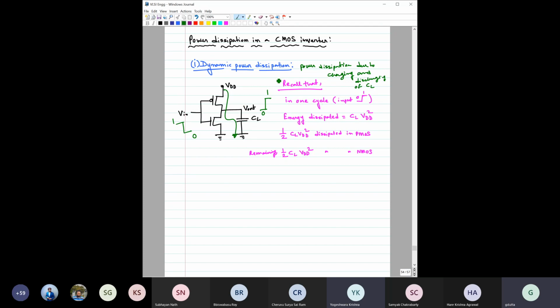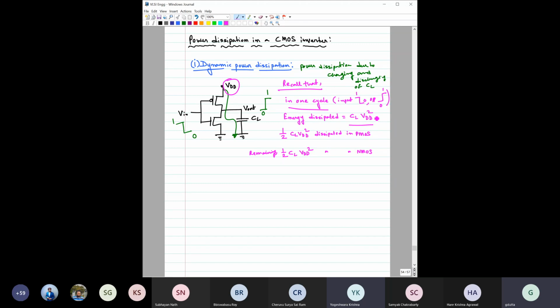So in one cycle, I should also change here. Suppose the input is changing from 0 to 1, or let me write the output is changing from 0 to 1. For this case, what is the total energy dissipated? The total energy drawn from this VDD. We have done this exercise, so recall what I have written. We have already calculated that the energy drawn from the voltage source VDD is nothing but CL VDD square.